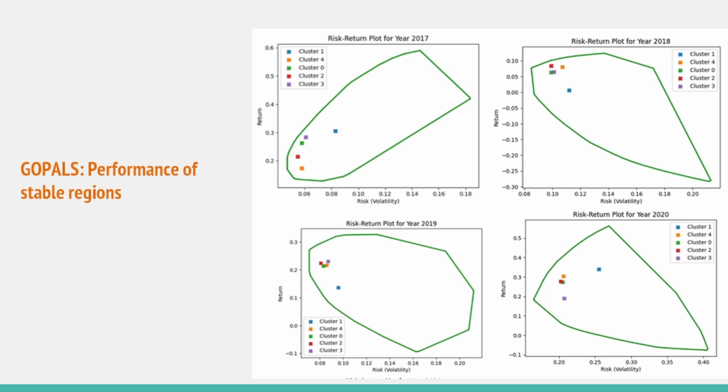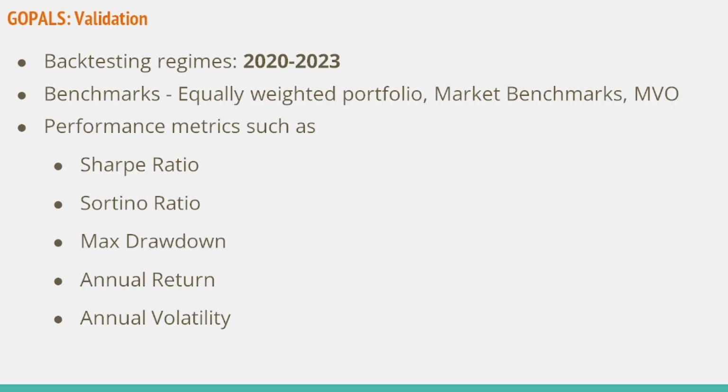We backtested a strategy based on GOPALS's portfolio selection across multiple out-of-sample periods, including flat, boom, and recessionary regimes. We used the previous 3 years of market scenario data to identify stable regions using GOPALS and chose a portfolio from these stable regions to be held for the next 1 year. By using historical and simulated market scenarios, GOPALS identified portfolios in the stable regions that delivered favorable risk-return characteristics.